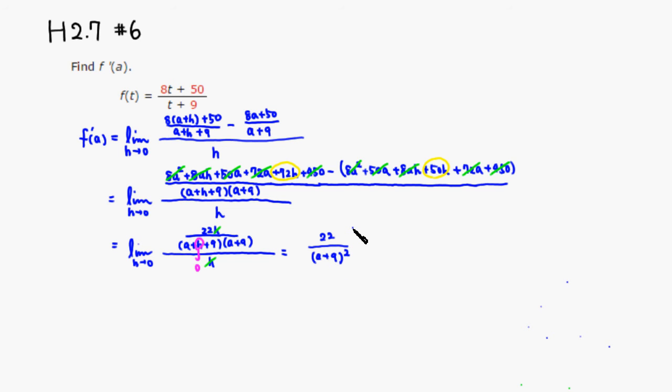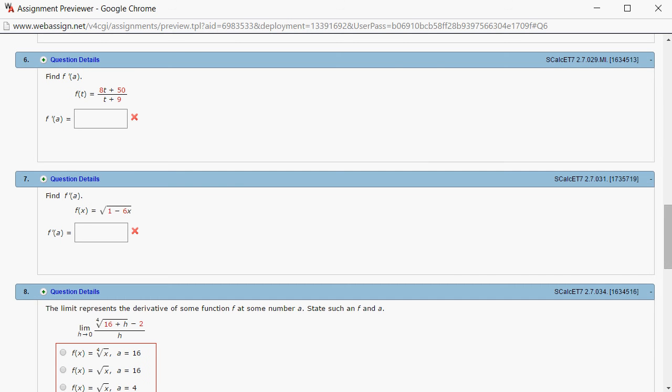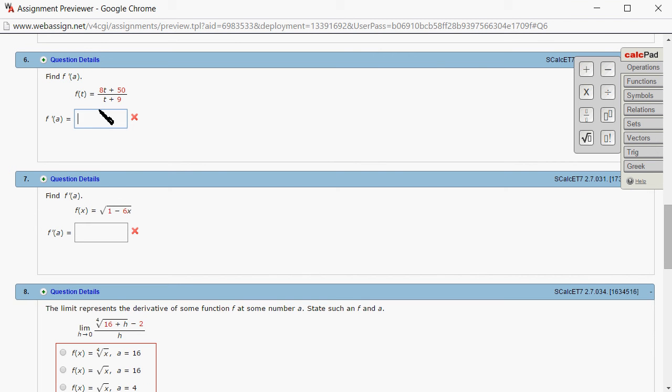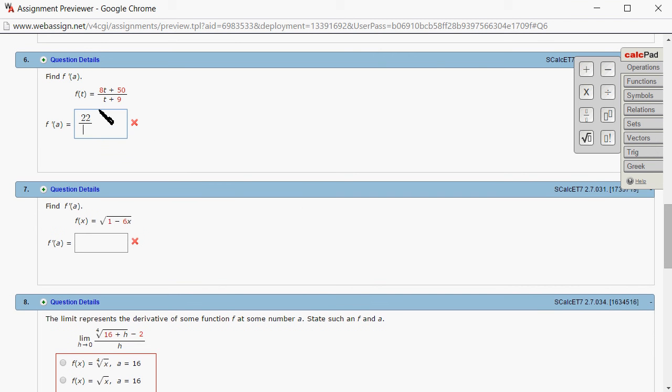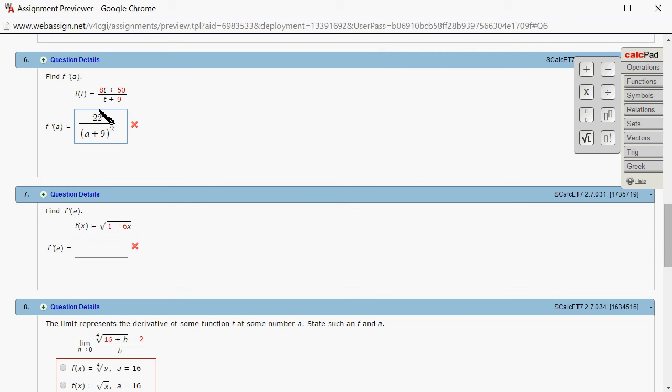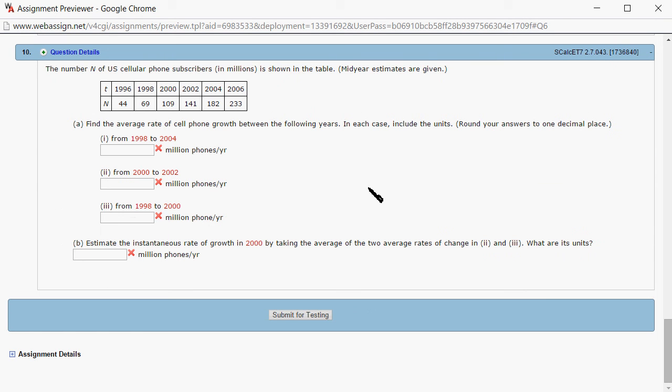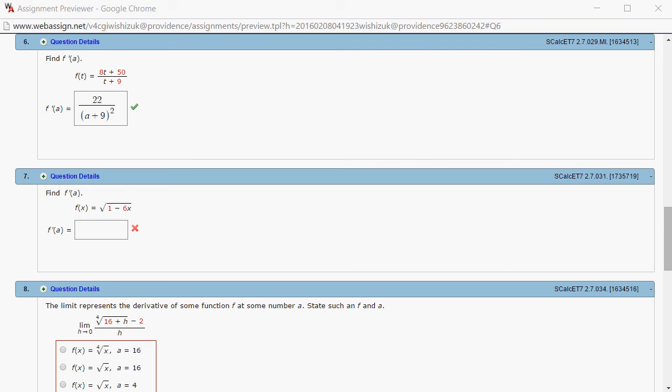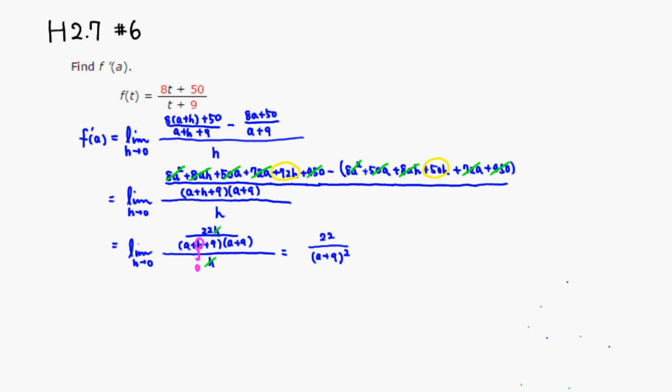So let's type it in. We got 22 over quantity a plus 9 squared. So let's double check, submit for testing. It came back and looks like we got this one correctly. That's it. I hope that this was clear.